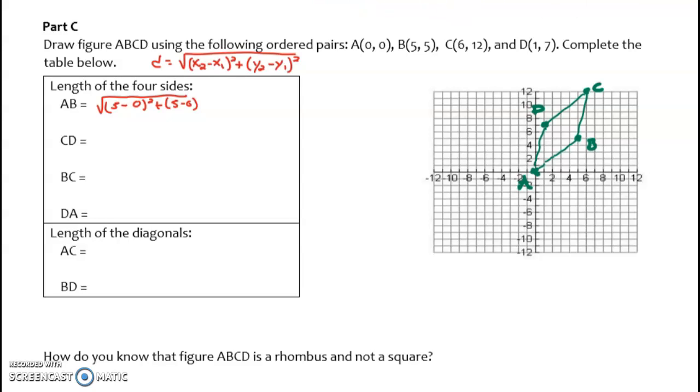Get an eraser on here. Eraser. Didn't come out too well.